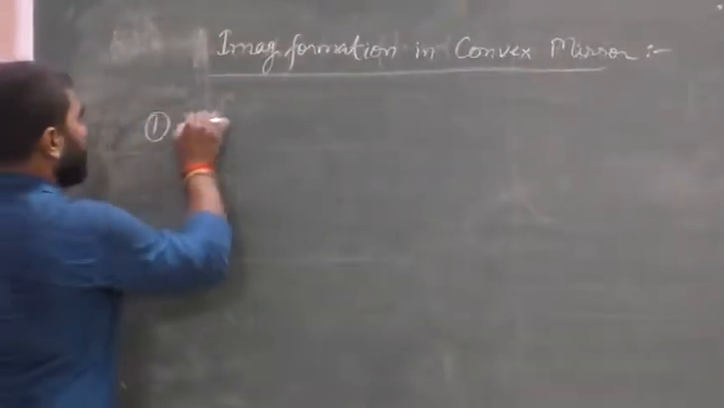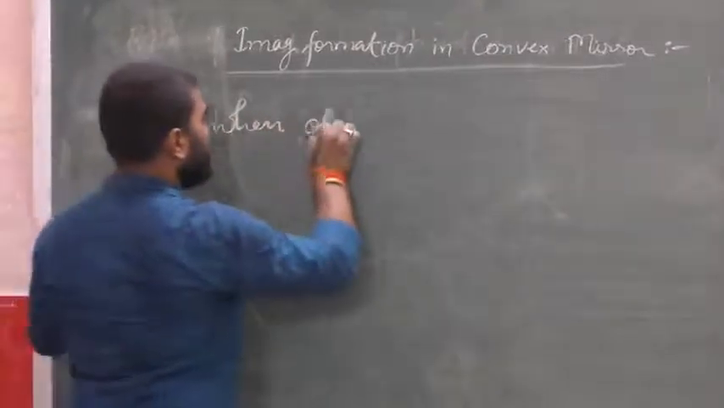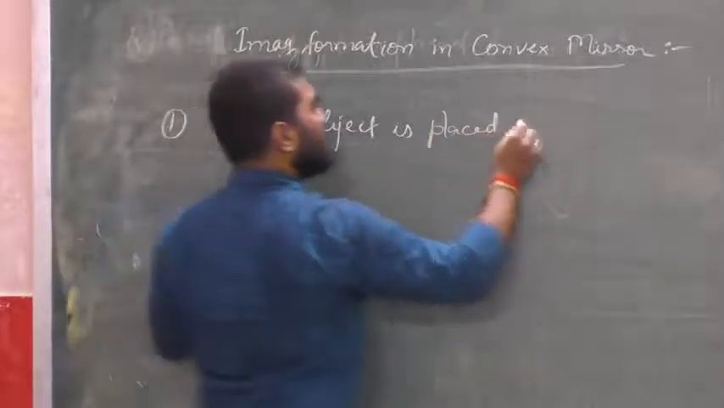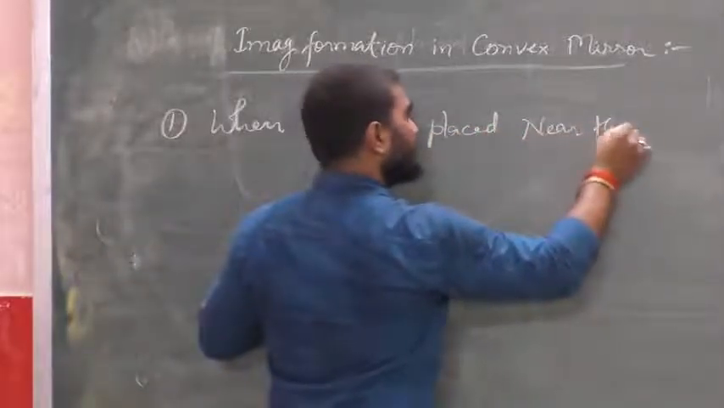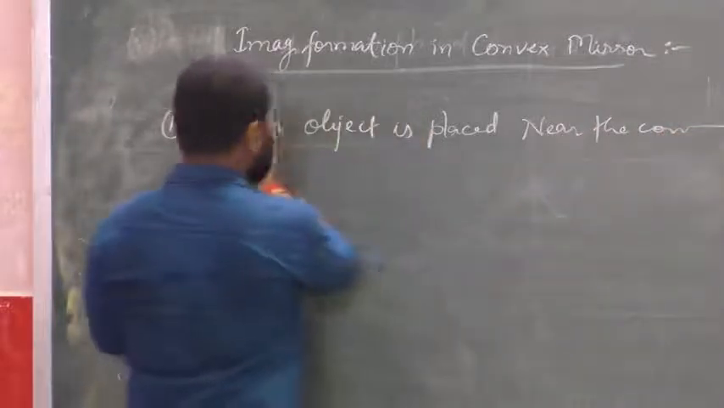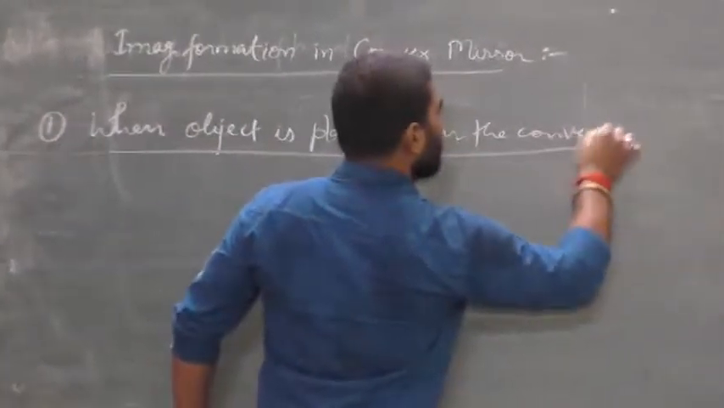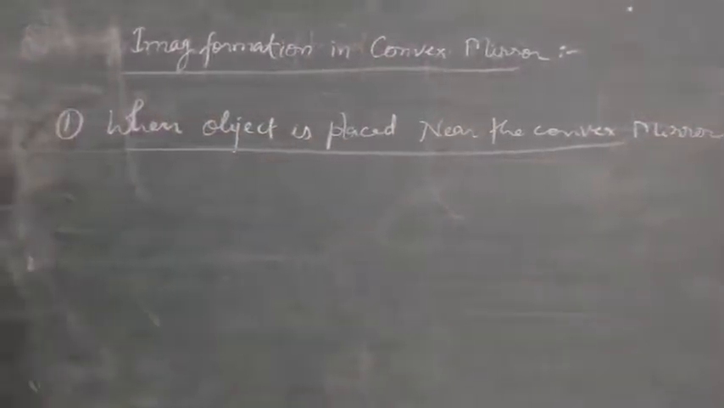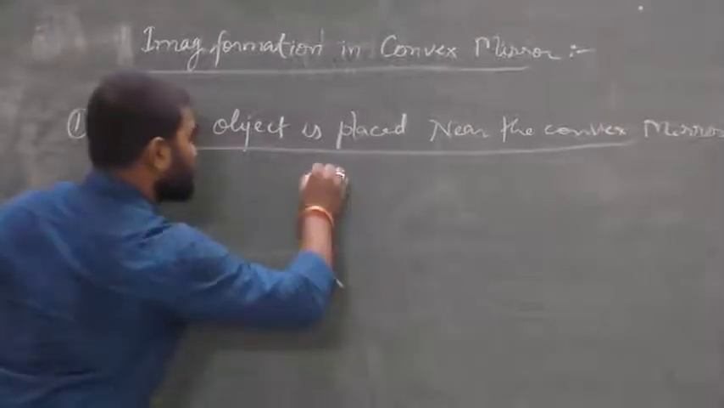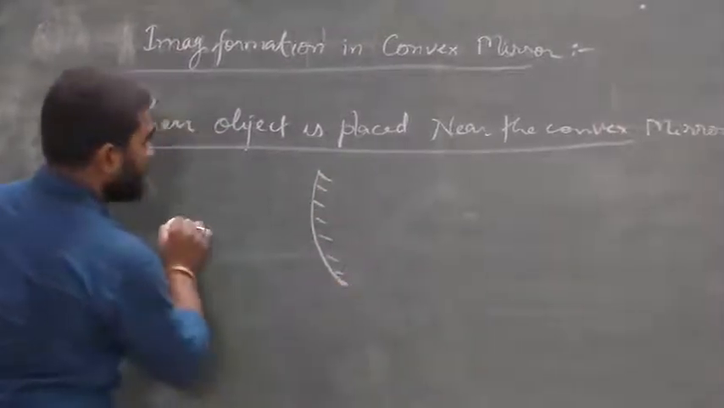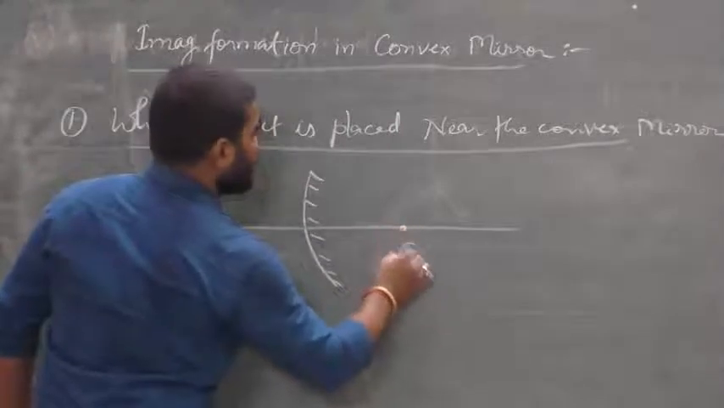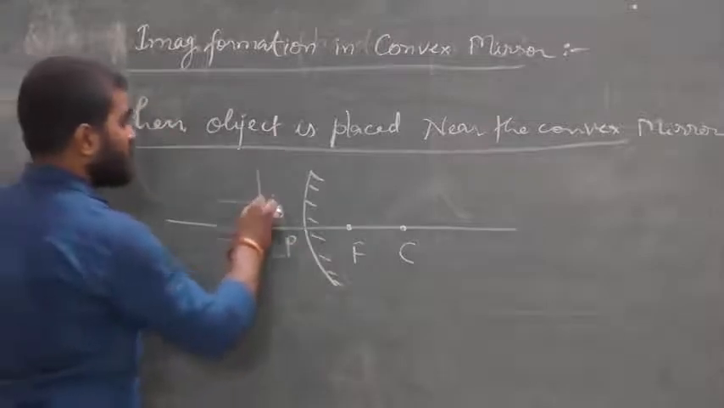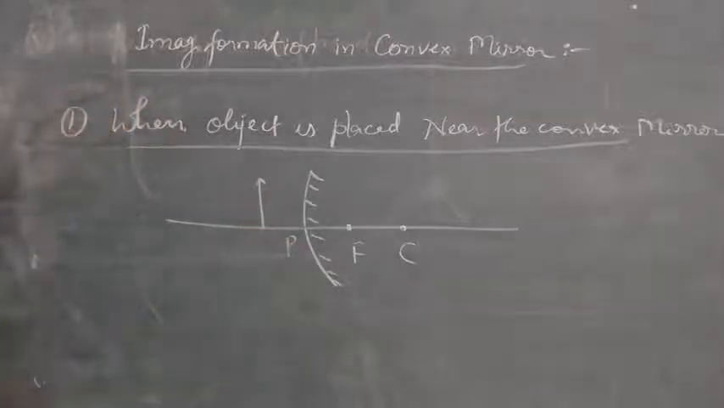First case, when the object is placed near the convex mirror. In this case, let us suppose this is our convex mirror, this is the center of curvature, this is the principal focus, and this is the pole. Let us suppose the object is placed here. Now we will form the image on it.